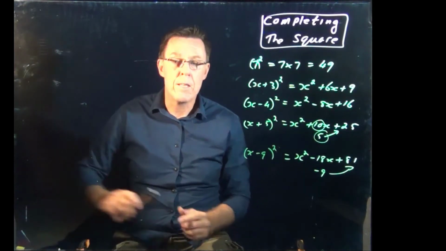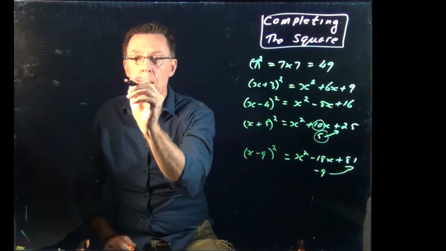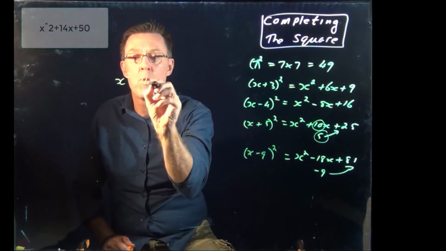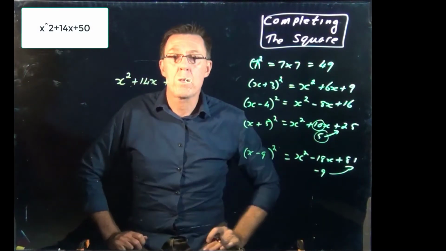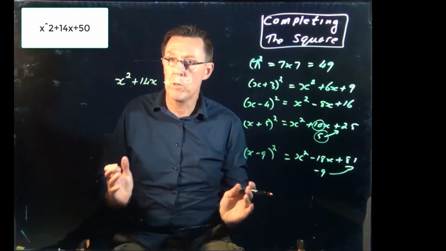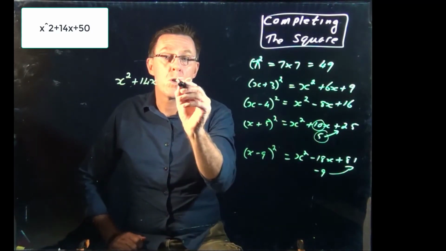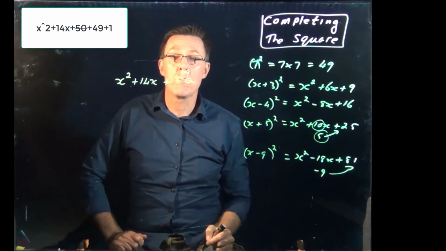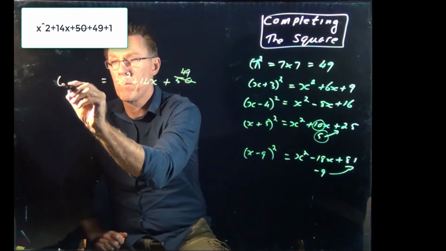So let's now apply that to things that are not perfectly square quadratics. So let's say we had x squared plus 14x plus 50. Is that a perfectly square quadratic? No, it's not. If it was x squared plus 14x plus 49, it would be a perfectly square quadratic. It would be this.